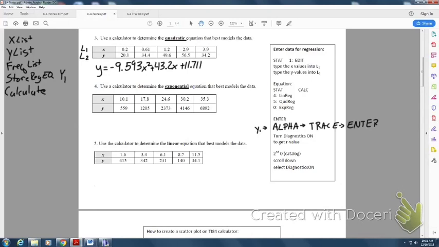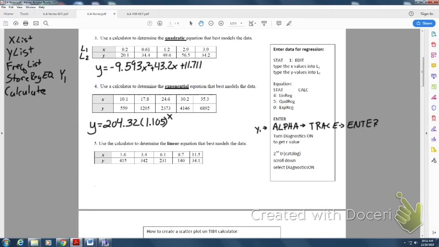Okay, on 4, here's the equation that you should have gotten. Now, you may have struggled with how to write this. We haven't gone through the exponential unit yet. But that's how you would write that right there. If you got that equation, go ahead and go to 5. That one's going to be linear. You put that into the store reg EQ.